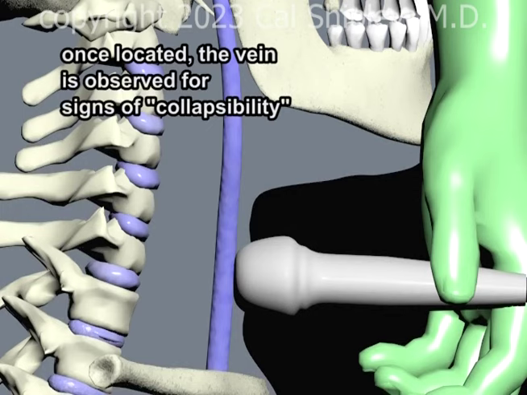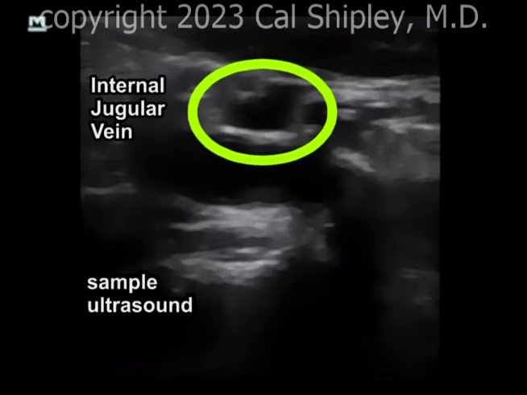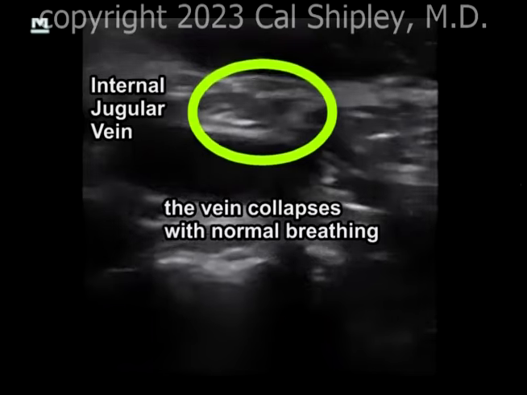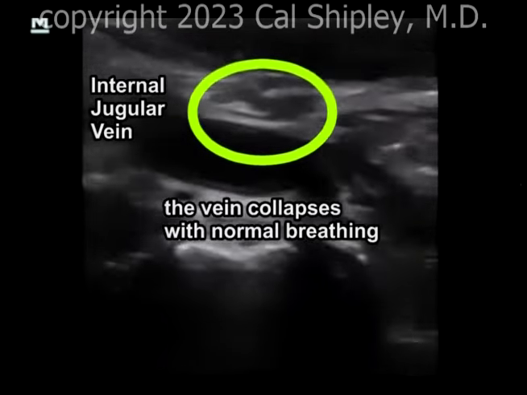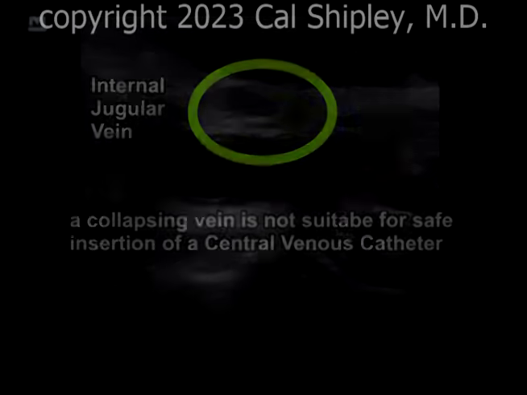Once internal jugular vein location has been determined, the vein is then assessed for collapsibility, that is, closure of the vein during normal breathing without intervention from the sonographer. A collapsing vein is not suitable for a safe insertion of a central venous catheter and should trigger an assessment of the jugular vein on the opposite side.